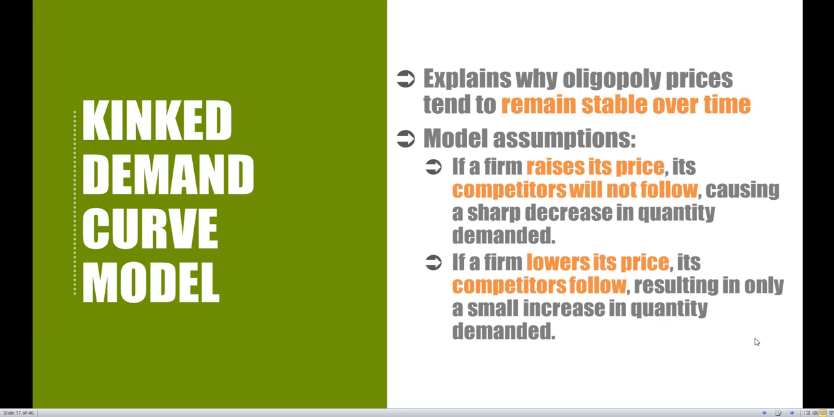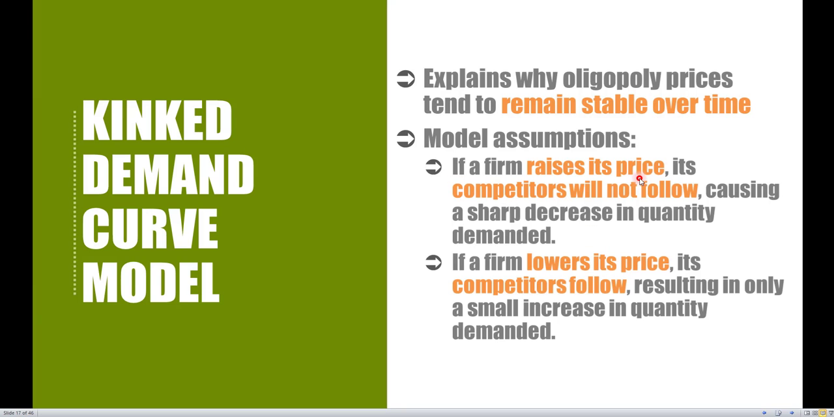The next model of oligopoly is called the kinked demand curve model, and it helps to explain why prices under the oligopoly market structure tend to remain stable over time. And in order to build up this model, we have two main assumptions. Assumption number one, if a firm raises its price, its competitors will not follow, causing a sharp decrease in quantity demanded.